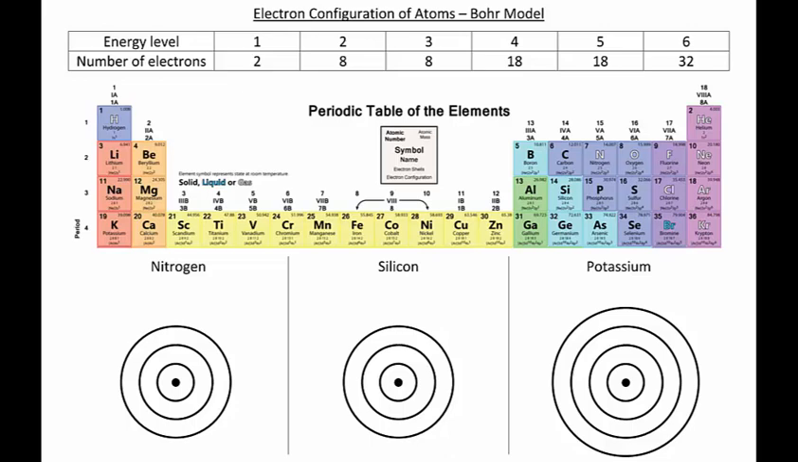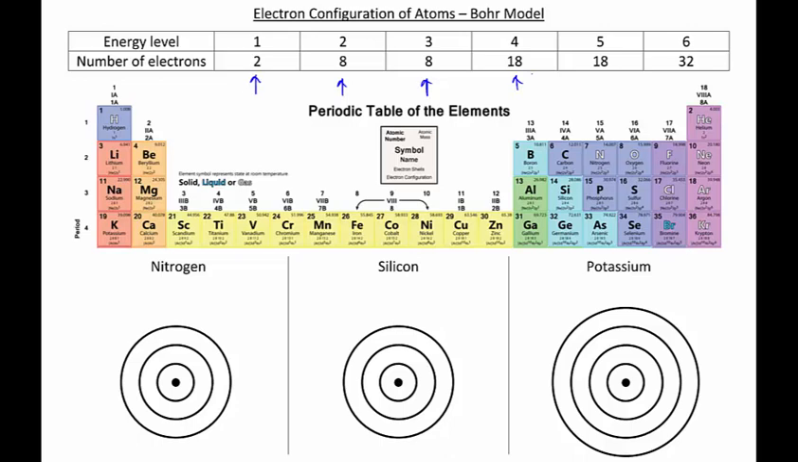Let's look at the electron configuration of atoms according to the Bohr model, which states that electrons exist in energy levels much like a set of steps. So these energy levels are often referred to as orbitals because that's what the electrons are doing around the nucleus. They're orbiting. The first energy level, which is like the first step, can have 2 electrons. And you can see that in this table here. The second energy level can have 8, third 8, fourth 18, etc.